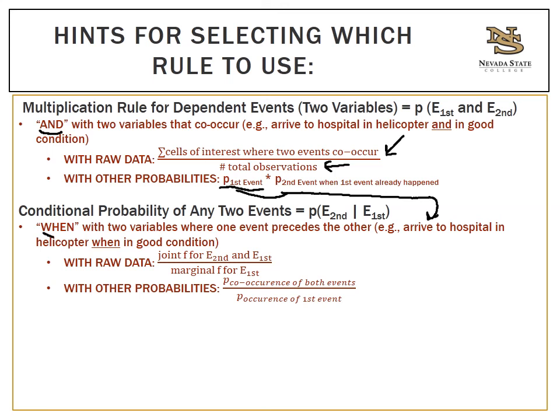So this is the only one where it's kind of a "given" situation. And it's when you have 2 variables where one event precedes the other. So arrives to the hospital in a helicopter given in good condition. Or in other words, among those who are in good condition, how likely is it they'll arrive in a helicopter? We're just looking at a specific subset of that sample. So with the raw data, you look at the total number of outcomes for the first event, the prerequisite, and you look at where those 2 things co-occur. For the probabilities, you look at the probability of the co-occurrence and divide by the probability of the prerequisite, or whatever happened first.